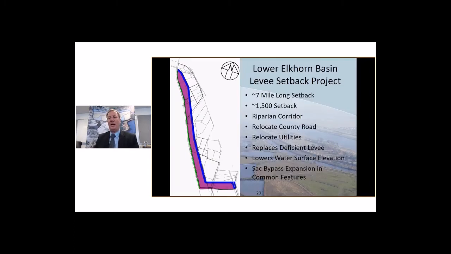One of the things I wanted to highlight is an example of one project that's currently working through the process in advance, where the setback levee is the Lower Elkhorn Basin. Again, a 7-mile setback levee. I did this to really give folks a flavor of just the number of activities currently underway. There's a 1,500-foot setback levee, repairing corridor, relocating roads and utilities, replacing deficient levees. And then, of course, this project is expected to lower the surface water elevation in the Sacramento bypass and Fremont or Yolo Bypass.